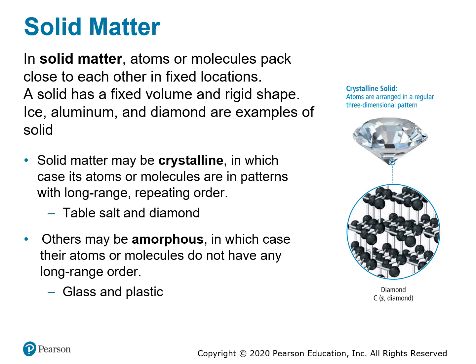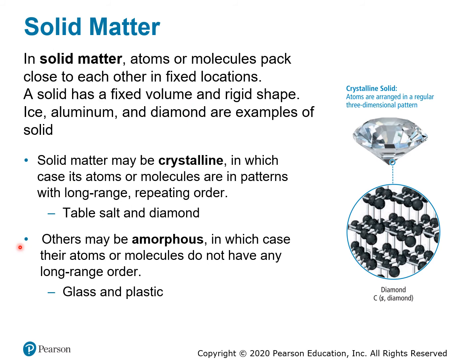So let's look at each in detail. In solid matter, as we saw in the earlier figure, or as you see in the diamond here, the atoms or molecules are packed close to each other in a fixed location. Because there is not a lot of space to move around, the atoms can vibrate, but solids tend to have a fixed volume and rigid shape. Examples are ice, aluminum, diamond.